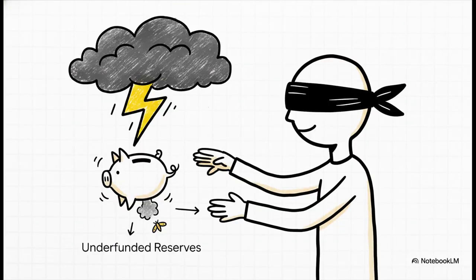Then we have cost number 3, financial blind spots. Even if you technically have a budget, making decisions without total financial clarity creates this dangerous instability. Expenses are consistently underestimated, and worse, reserve accounts go underfunded. So when a big repair finally hits, the cash just isn't there, and the board has to drop an emergency special assessment that completely blindsides the residents.